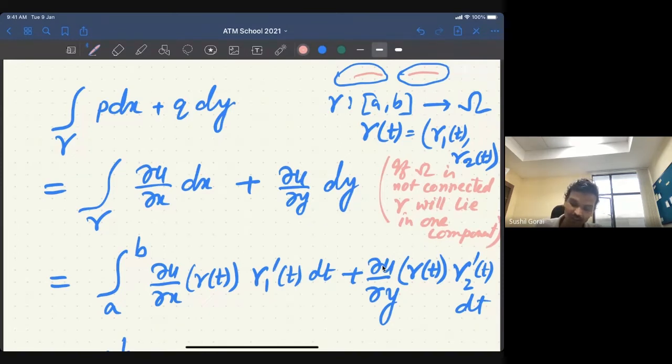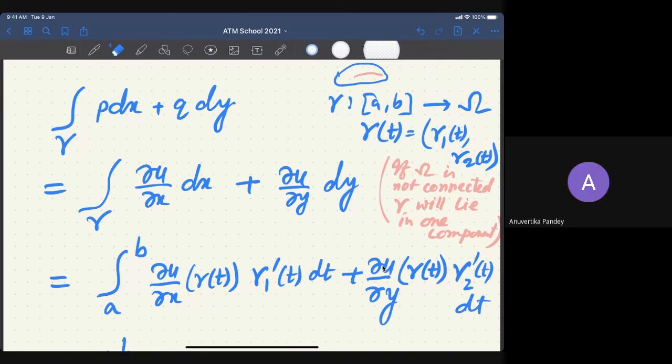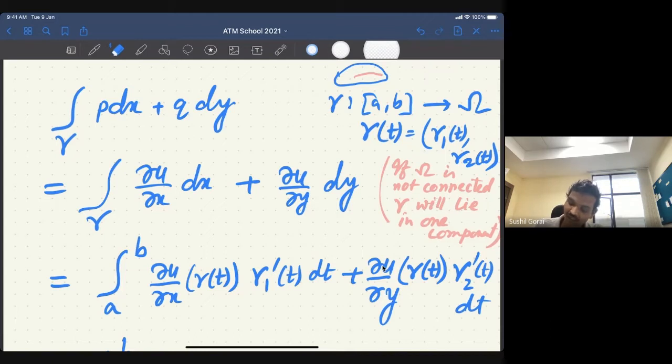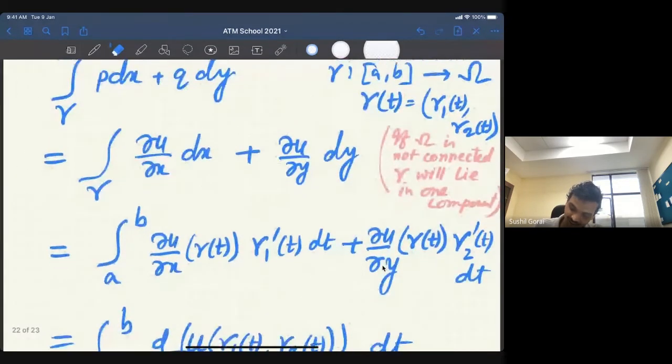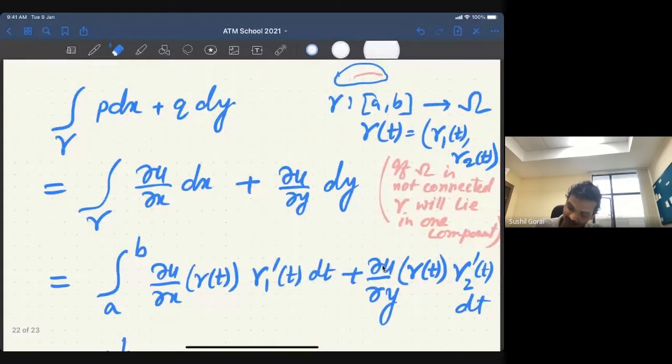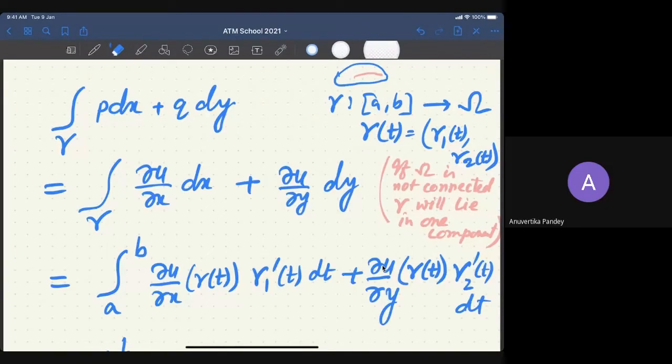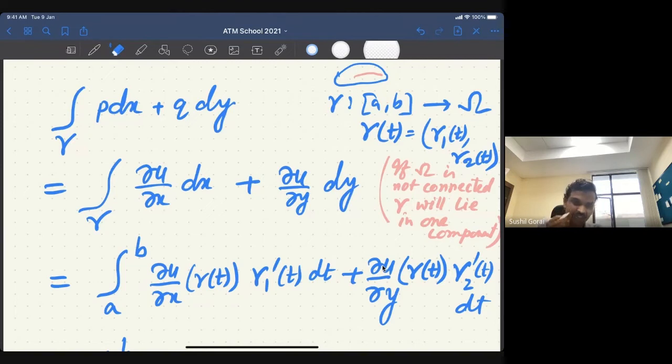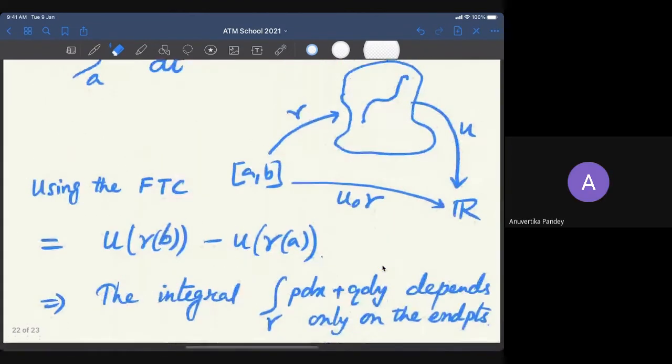So actually, it is enough to work with omega to be connected. My question was, where do we need this connectedness part? Actually, in the proof we don't need it, but since gamma is continuous, it goes into a connected component. That is the point. It's just a fact, right? We are not using it anywhere. No, we are not using it anywhere. Okay.